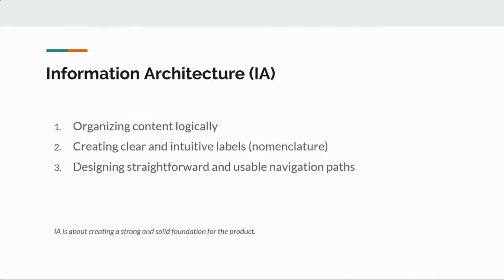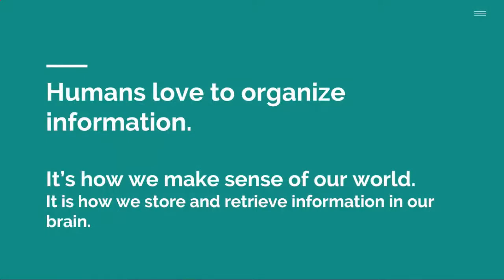And IA is how we organize content logically. So how do we know if it's logical? Card sorting will help us. Clear, intuitive labels. We're going to talk about labeling in a lot of depth, and a straightforward and usable navigation path as well. Responsive and in the app. These are all tied to our assignment.